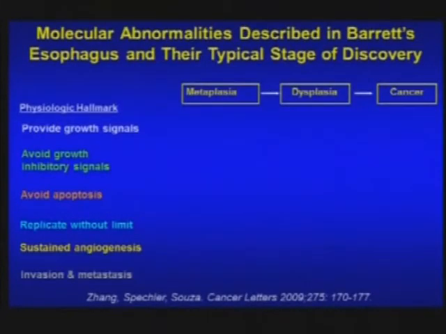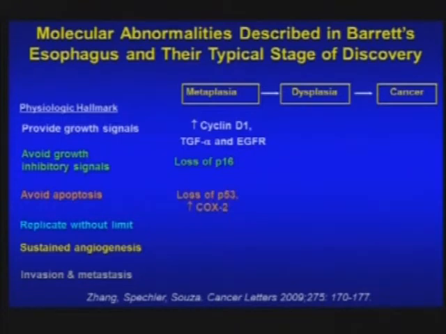So when cells appear histologically in tissue biopsies as metaplasia, some of these cells, in fact, have acquired an increase in cyclin D1, transforming growth factor alpha and epidermal growth factor receptor. There's loss of P16. There's loss of P53, and there's an increased expression of COX-2. They do express VEGF and VEGF receptors, and they have the ability to synthesize and secrete matrix metalloproteases.